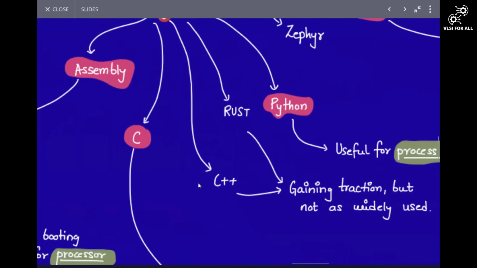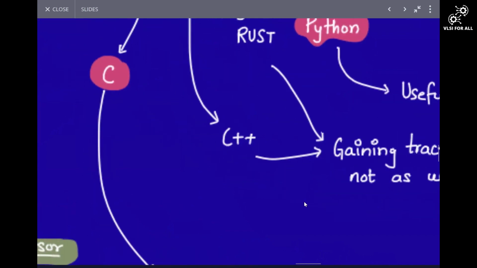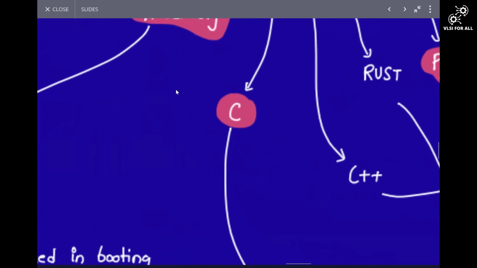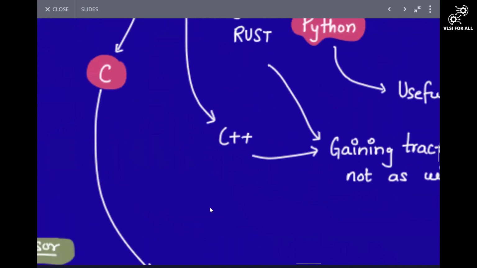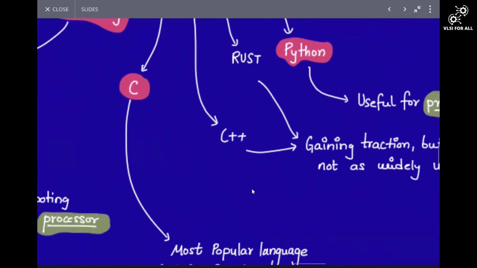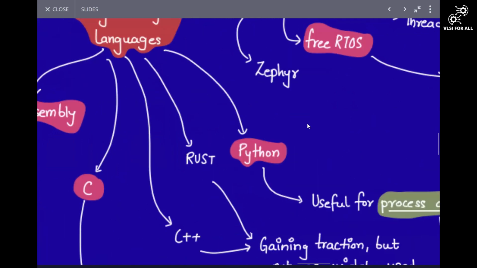C++ is also gaining traction. I guess all of you know about C. You might not all have studied C++, so it's optional. Next is Python.